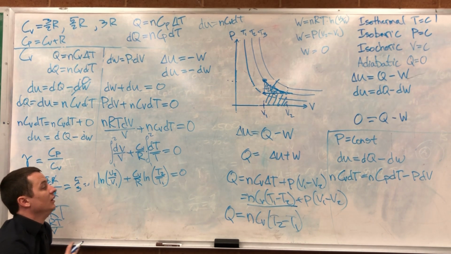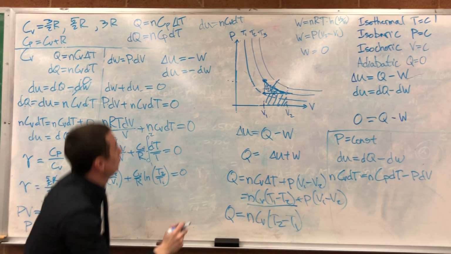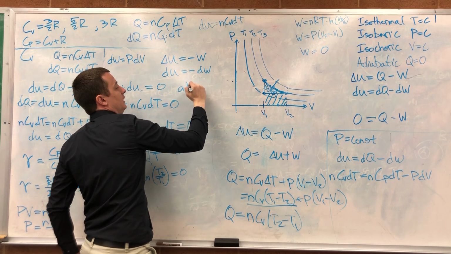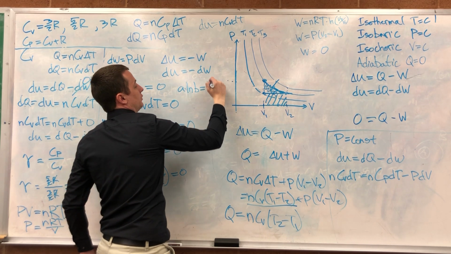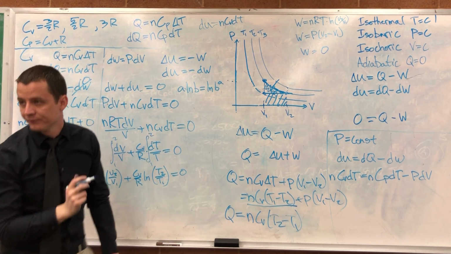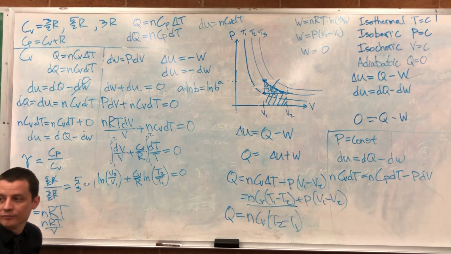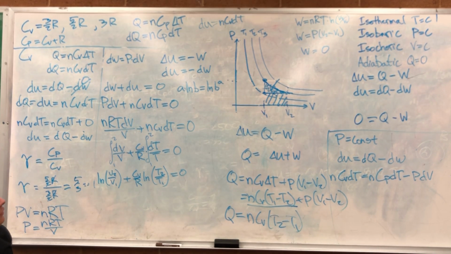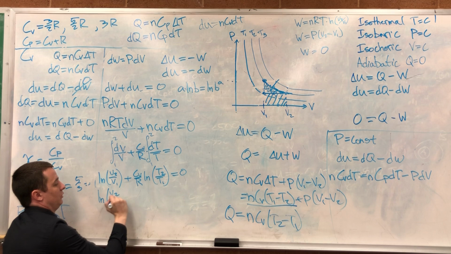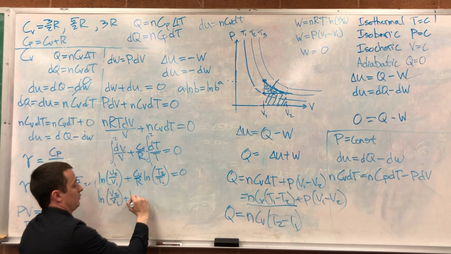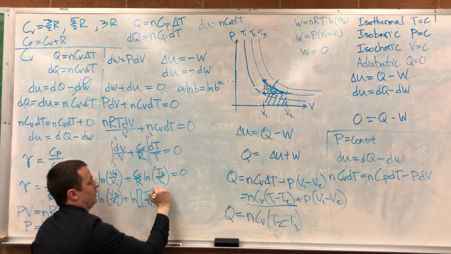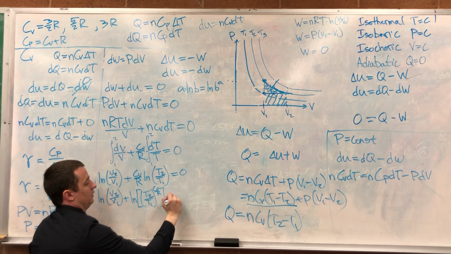Okay, remember this rule from exponents. If I have a times the natural log of b, that's equal to the natural log of b to the a. You can bring the exponents out front. So I'm going to put this as an exponent there. So then we get natural log of V2 over V1 plus natural log of T2 over T1 to the CV over R is equal to 0.